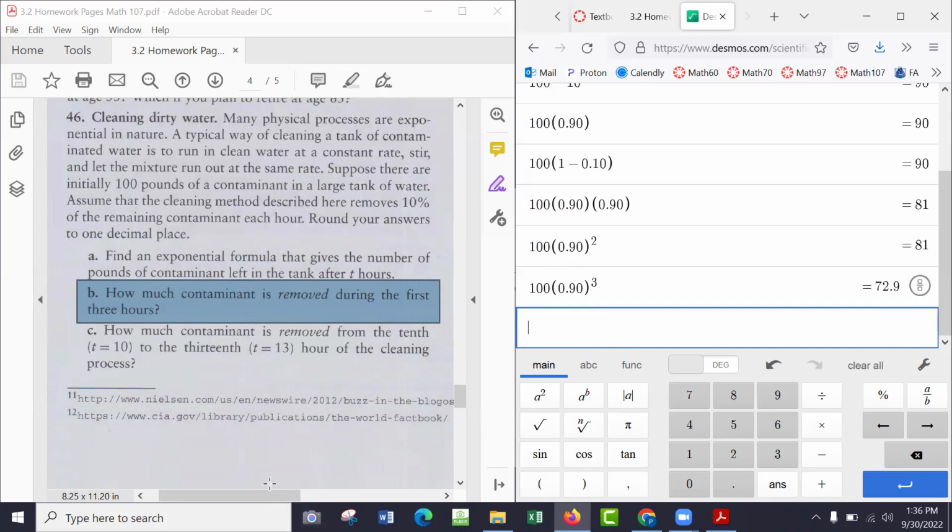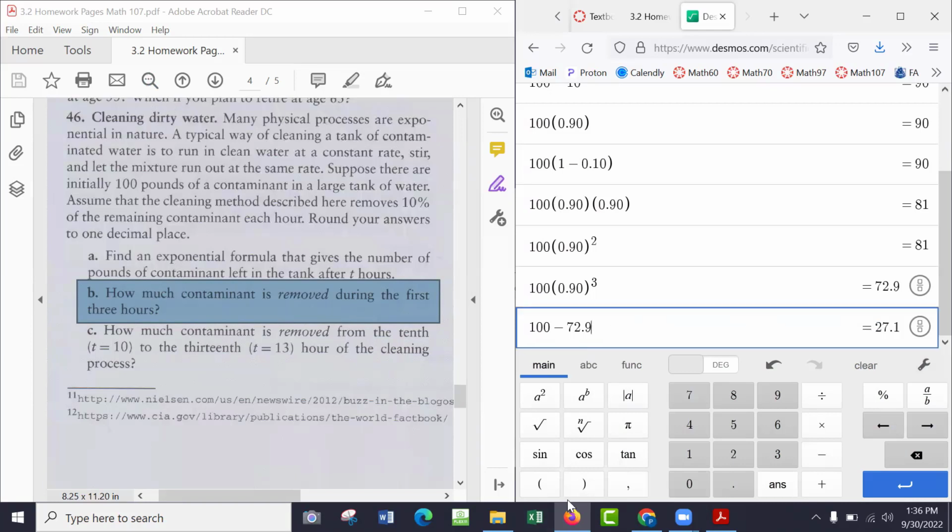Right, so removed would be, and you would go, well, this is remaining, 72.9. We started with 100, so 100 minus 72.9. And that's what happened. We removed 27.1 pounds during the first 3 hours. So that's the answer to 46B, 27.1 pounds, right?